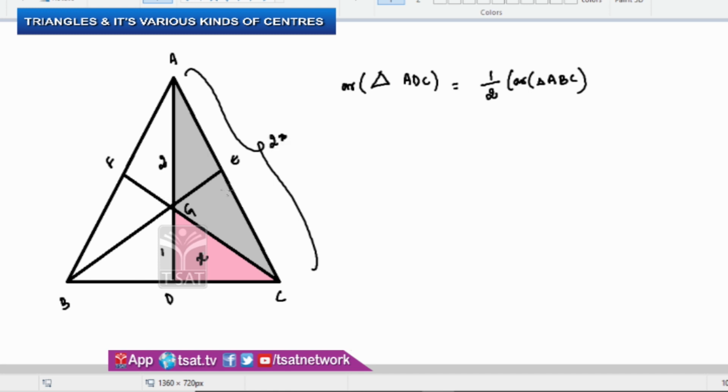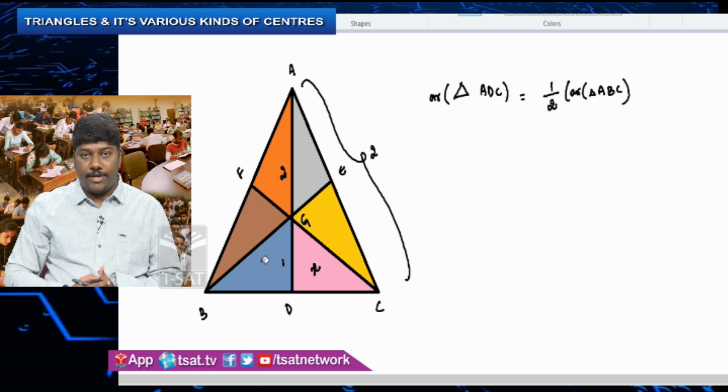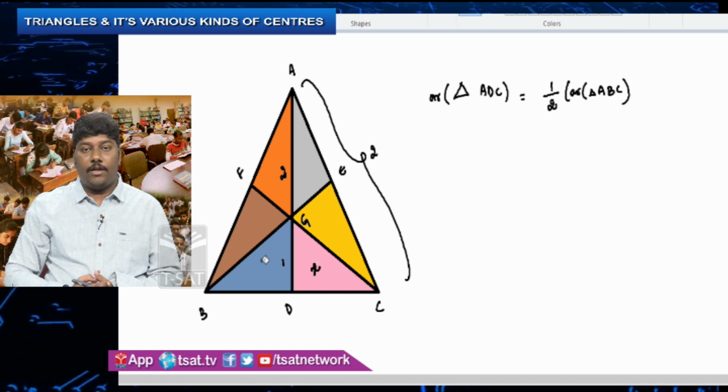But look at GE. GE is a median for the triangle AGC. GE divides the triangle AGC into two equal parts, which means it is x. The 2x is divided into x and x. So what do you get from this? All the 6 triangles you see here have equal areas, because AD, BE and CF are medians. These 3 medians divide the triangle into 6 parts, and all 6 parts have equal areas.